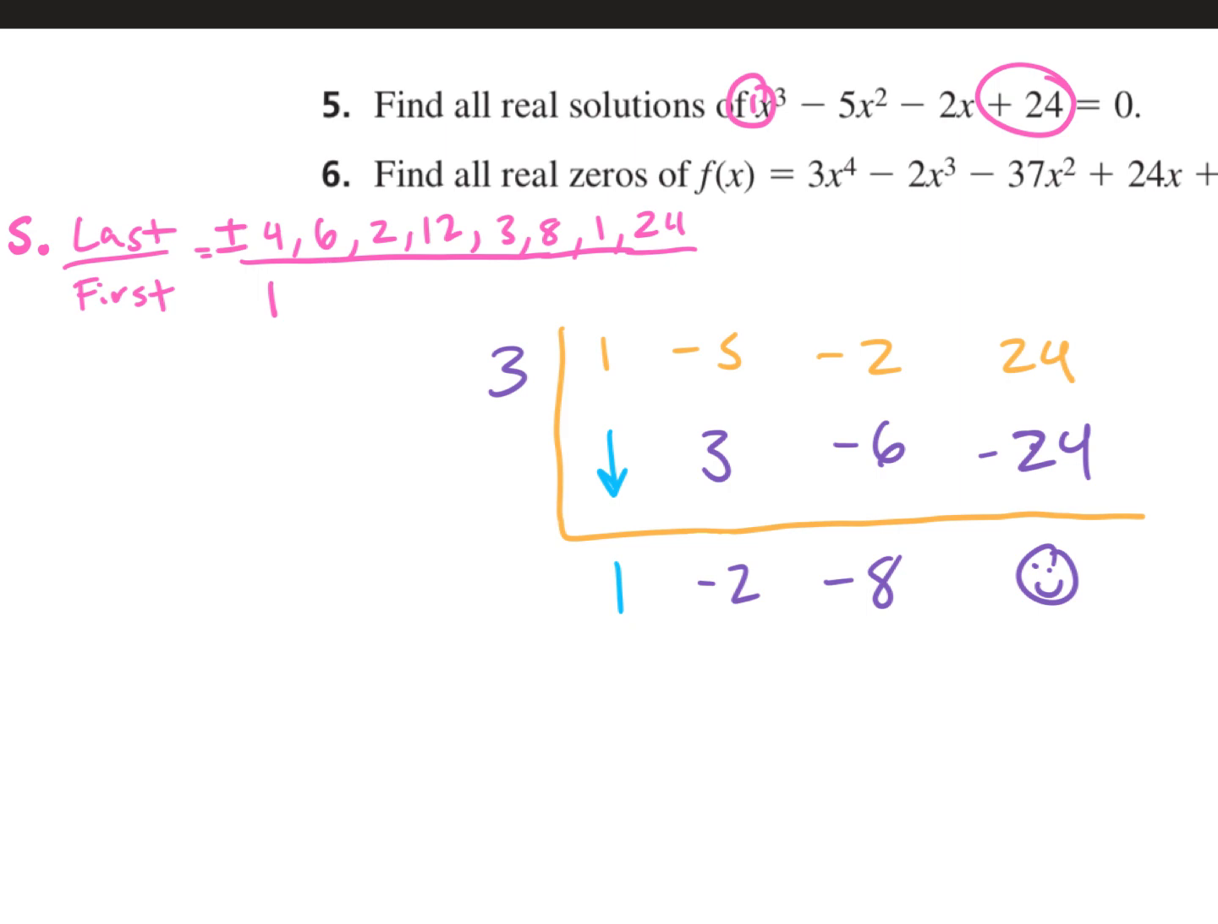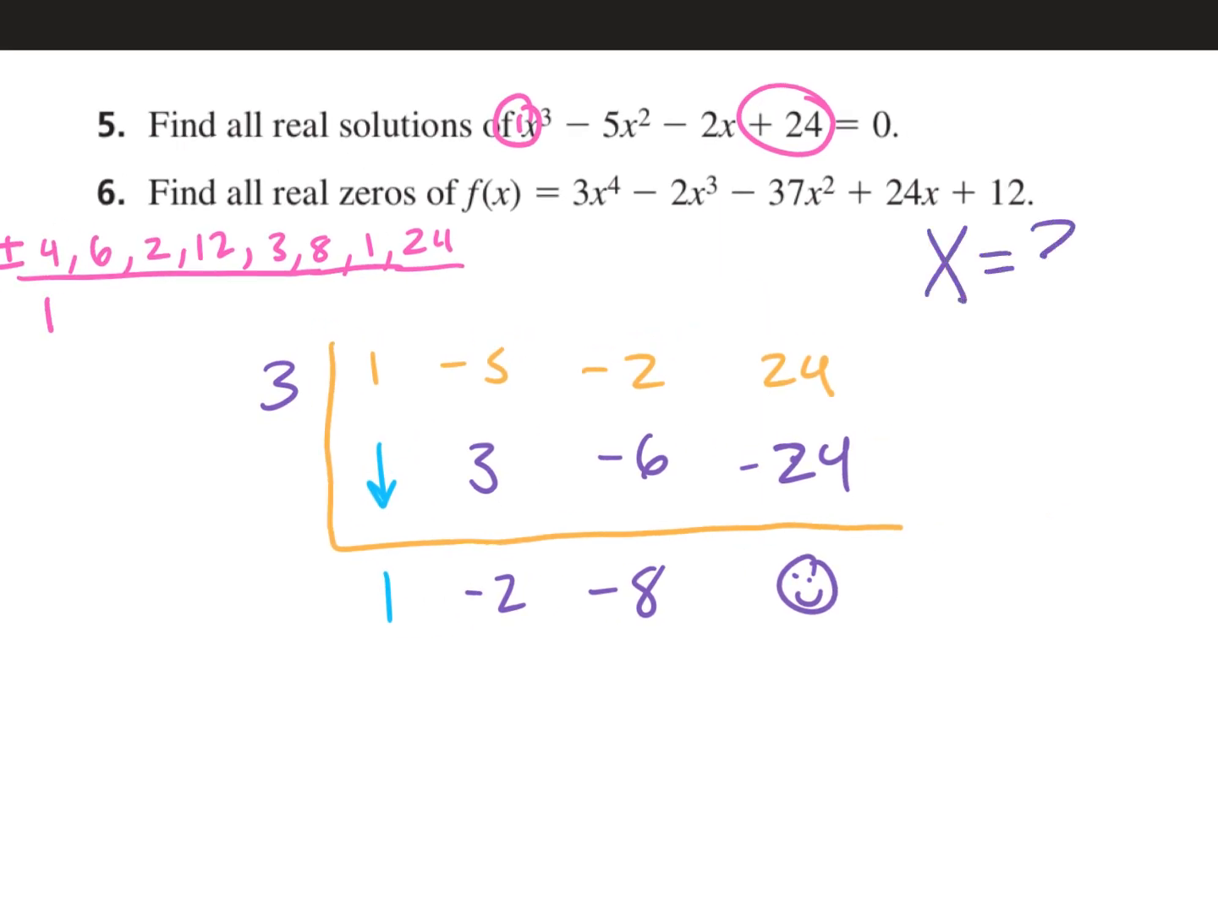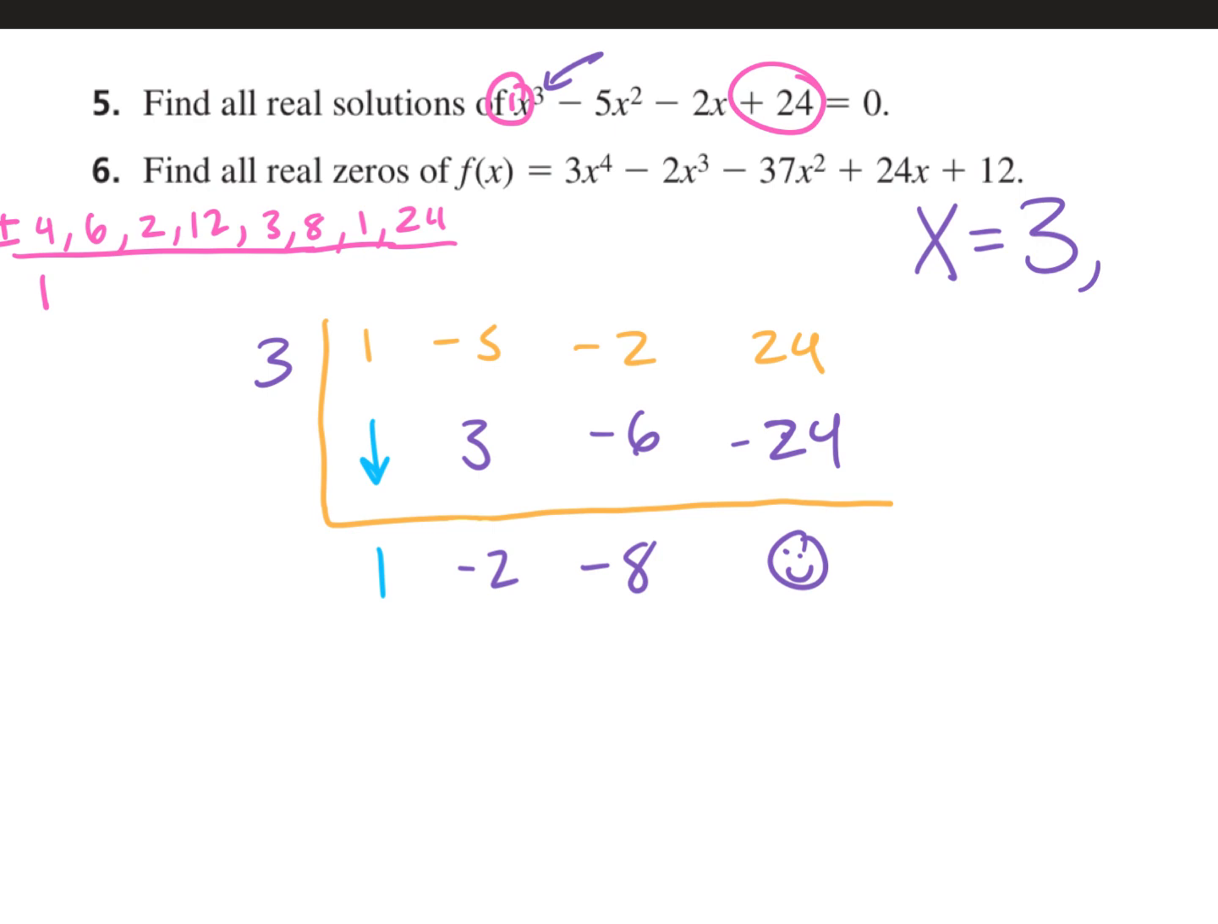So one of our solutions, we will say x is equal to 3. How many solutions total do I need? 3. So I need to find 2 more. If my question starts with x to the 3rd power, what's my answer down here going to start with? X squared, 1 less. So x squared minus 2x minus 8. Let's see if we can factor. Do I have two factors of negative 8 that add to negative 2? Negative 4 and 2. So it factors into x minus 4.